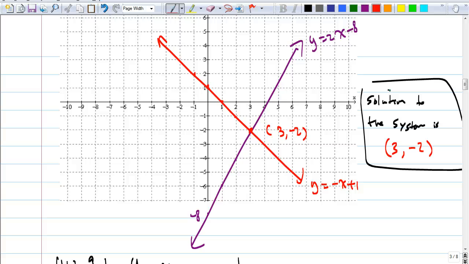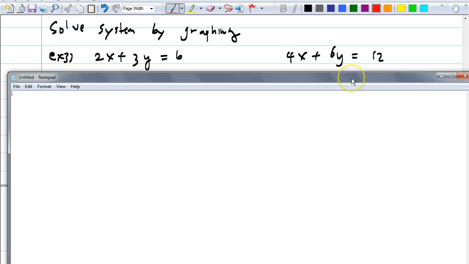Let's do one more. Okay, go ahead and try example 3. It says 2x plus 3y equals 6. The other one says 4x plus 6y equals 12. Okay, go ahead. See what you get. Go ahead and graph and tell me what the solution is.